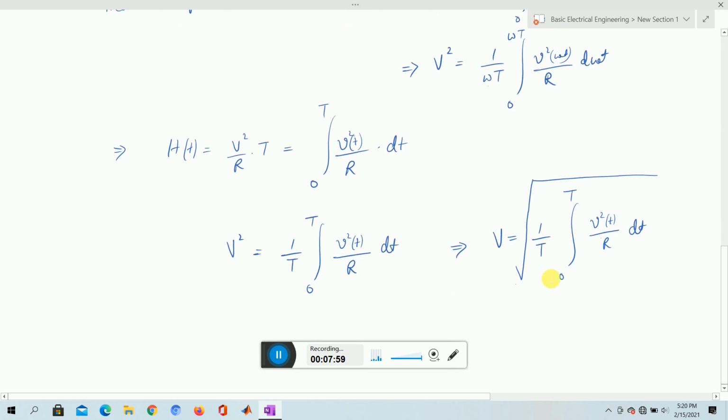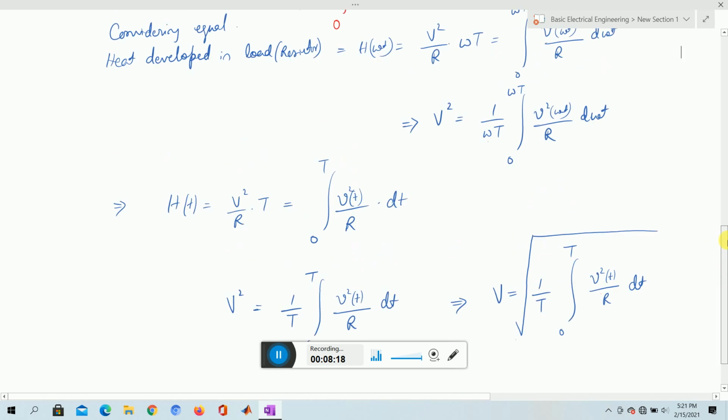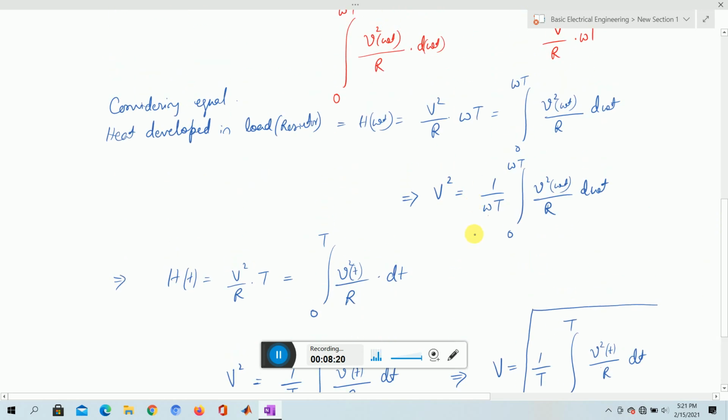So what we will get is v square is equal to 1 by t, 0 to t, v square t divided by r dt. So this r will cancel out here because you will not get the value of r here. We will, because these all will cancel out. So this value we can eliminate, delete. This is not there. So here both r will be there.